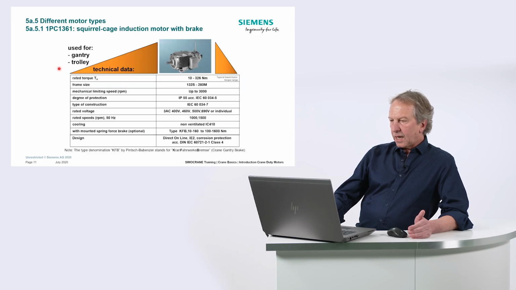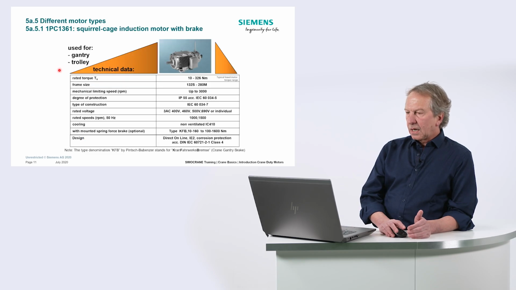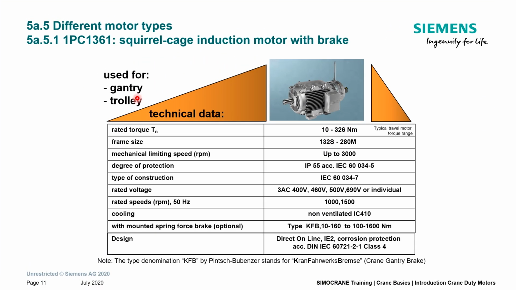Here you see an overview of this squirrel cage motor. What we indicate here is that this motor is our recommendation for gantry and for trolley, because, for example, in harbor areas or rough outside areas, the gantry motor has to bear the most harsh treatment. Yeah, here you can see the technical facts, different speeds, different voltages.